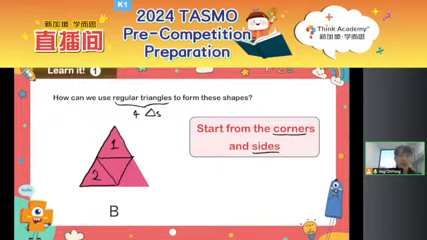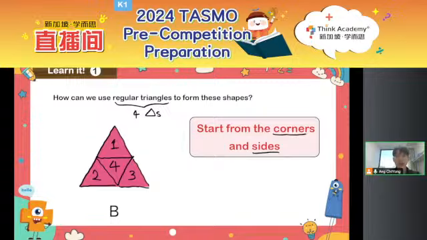And you see there are actually 3 triangles and one more in the middle. So the one in the middle is actually upside down. It's not even standing upright. But is it still a triangle? Yes, it is. Alright, so how many triangles do we have? We have 4 triangles, exactly. Remember, we start from the corners and start from the sides.